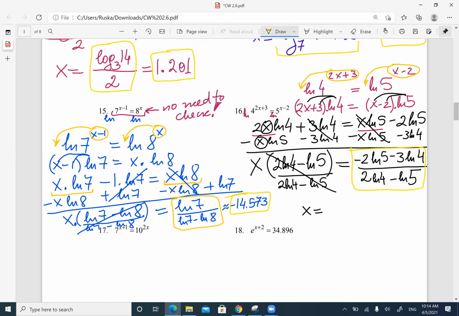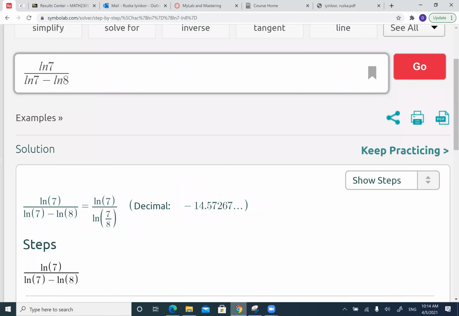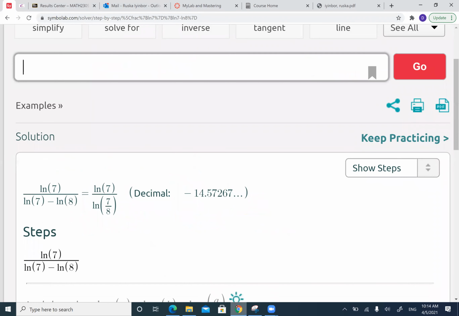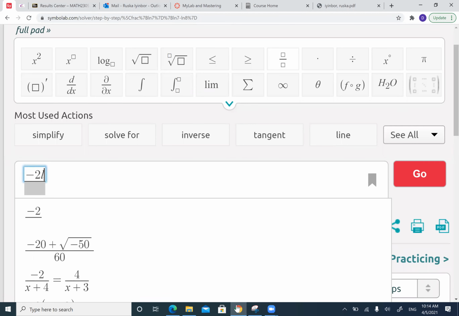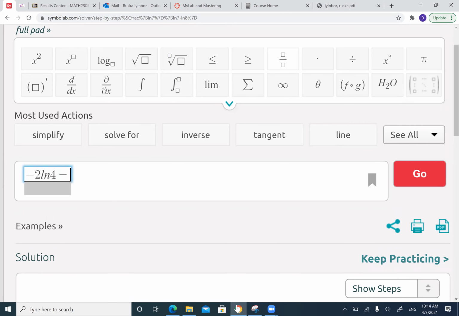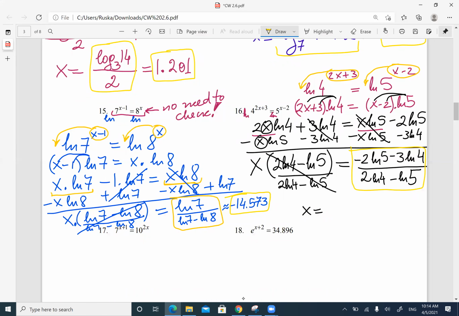Now I'm going to plug it into the calculator to see the approximate. They're going to ask you, I think, to get the decimal. So I'm going to plug it in, negative 2 ln 5. So it's going to be a fraction again, a big fraction. Negative 2 ln 4 minus ln 5. Is that right? Let me double check. Negative 2 minus 3 ln. So first one is 2 and 5, 3 and 4.